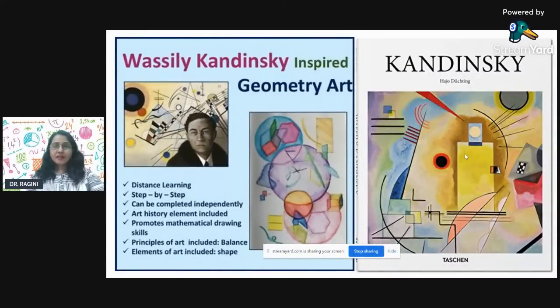This is Kandinsky. So this is the geometrical art of Kandinsky. As I told you, he was a Russian artist. So how he used to make his own paintings is with the help of arcs, straight lines, lots of circles, lots of geometrical figures, and coloring them in his own ways.